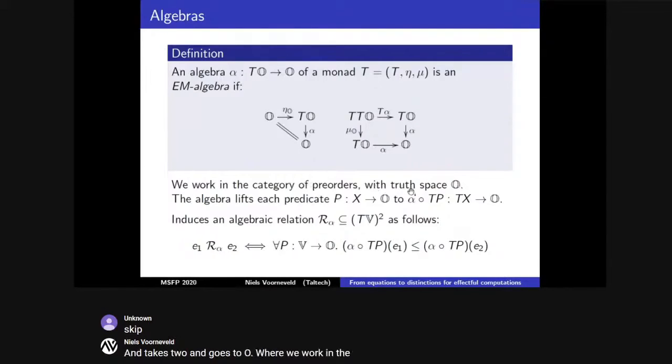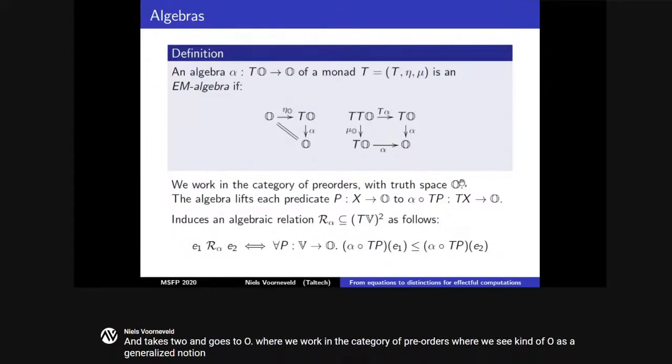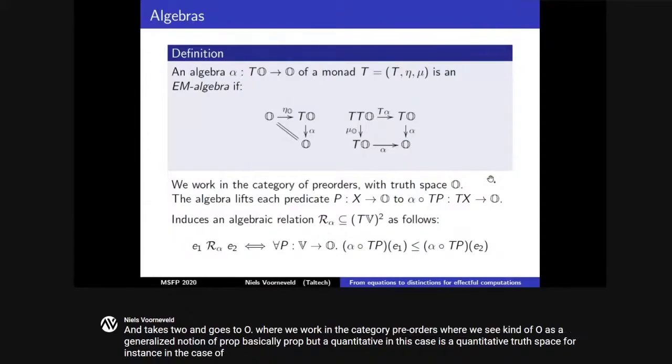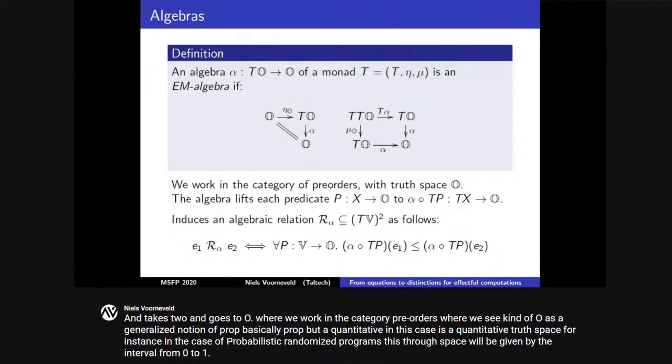where we work in the category of preorders, where we see O as a generalized notion of basically Prop, but a quantitative one, in this case a quantitative truth space. For instance, in the case of probabilistic randomized programs, this truth space will be given by the interval from 0 to 1, giving probabilities that statements are true, which we will see later on as well.